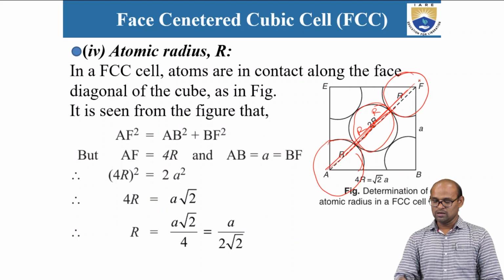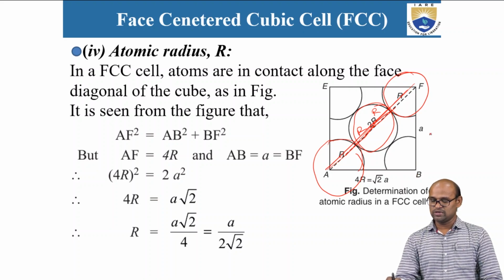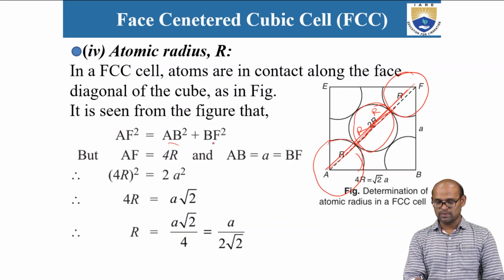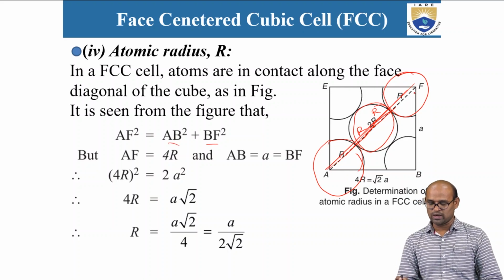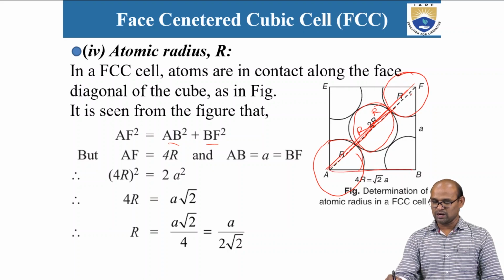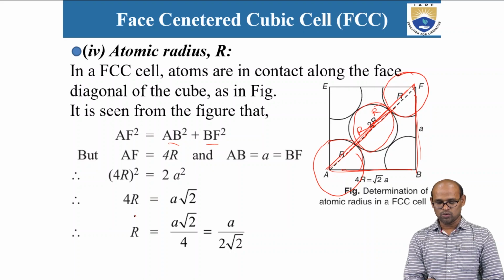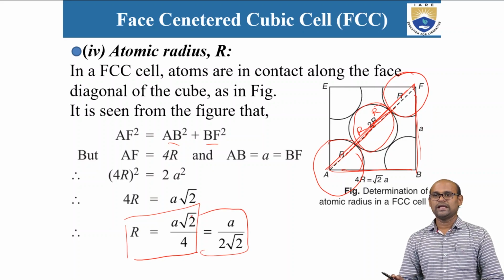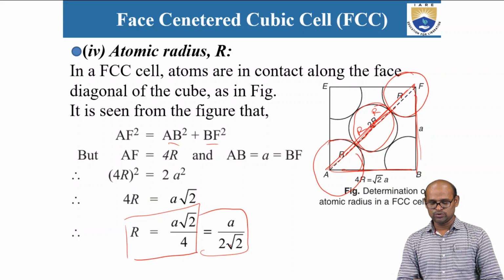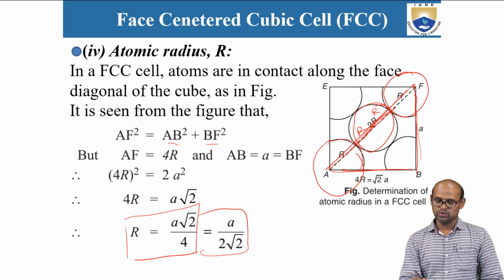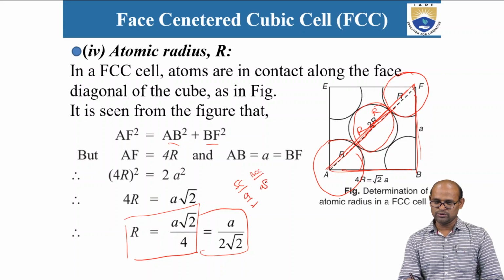So AF is 4R. So hypotenuse square AF square is equal to AB square plus BF square. Hypotenuse square is equal to opposite square plus adjacent square. So that is 4R square is equal to, this is a and this is a, because all lengths are equal, so a square plus a square, that is 2a square. So R is a by 2 root 2. So the radius of atom in face centered unit cell is a by 2 root 2. In a simple cubic unit cell, radius is a by 2. BCC unit cell radius is a into root 3 by 4. In FCC it is a by 2 root 2.